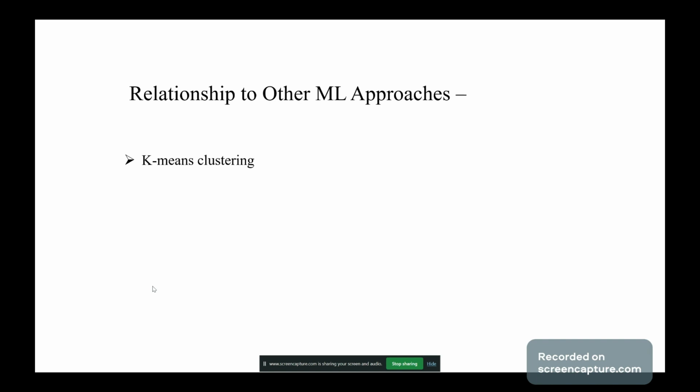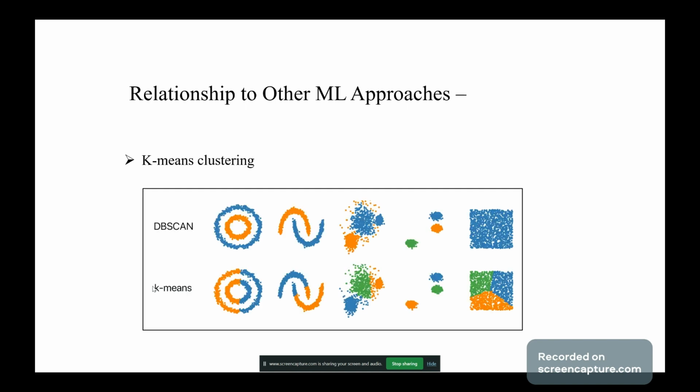DBSCAN, on the other hand, automatically determines the number of clusters based on the data's density and does not assume specific geometric shapes for the clusters. Here we can see some differences among the two as well.